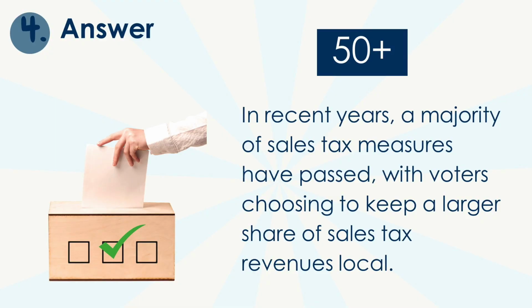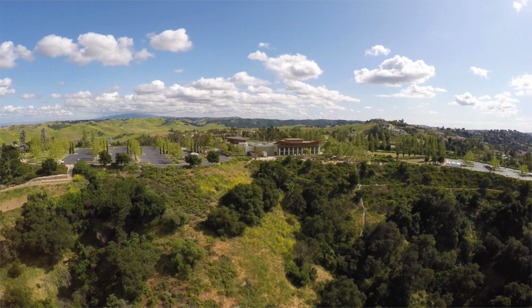In recent years, a majority of sales tax measures have passed, with voters choosing to keep a larger share of sales tax revenues local, including those in nearby Arcadia, Covina, Fountain Valley, Monrovia, Placentia, Seal Beach, Sierra Madre, and South Pasadena. The revenue from these local measures stays local and cannot be diverted by the state or county agencies.